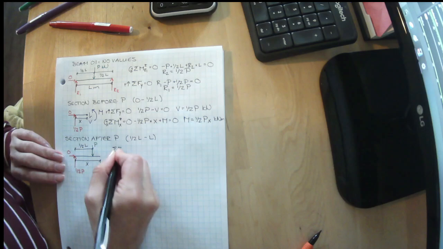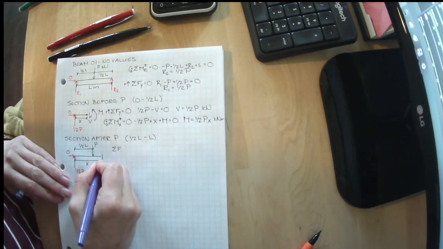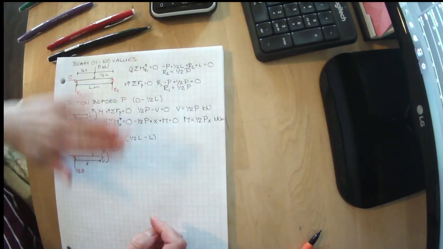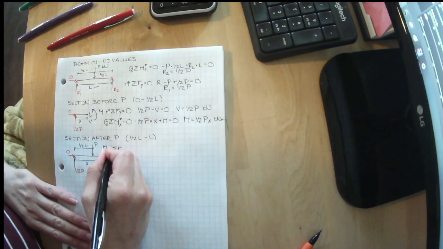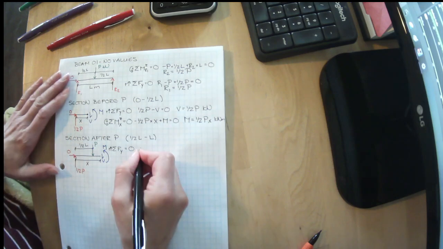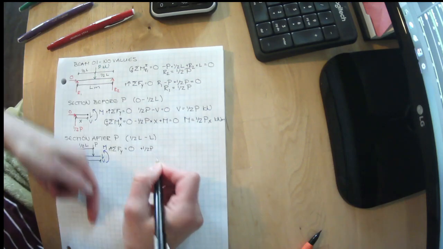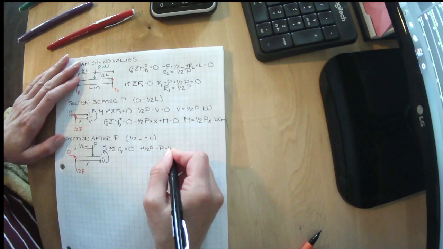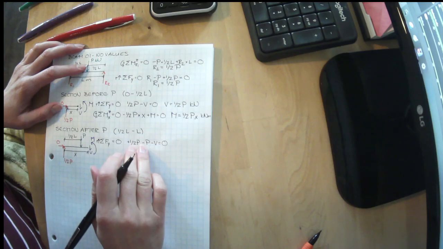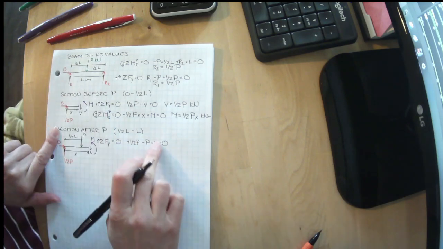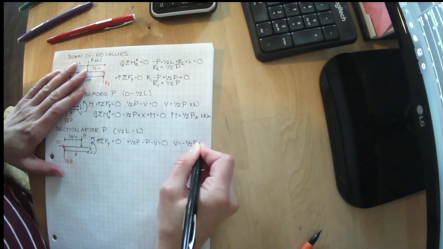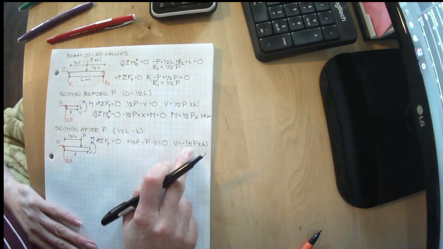So now I need to draw in our unknown shear and moment, the internal forces that stop this thing from sliding up and down or spinning in space. We want to sum our forces in the y direction with everything upwards being positive. We've got positive 1/2 P minus P minus V equals zero. So we have 1/2 P minus P, we bring our V over, we end up with V equals minus 1/2 P kilonewtons.